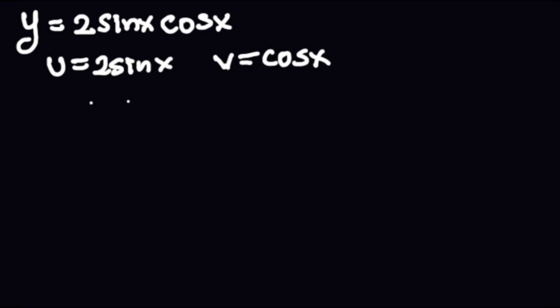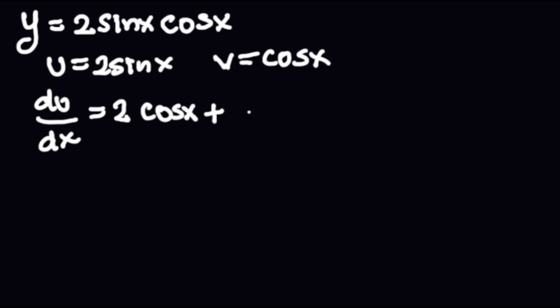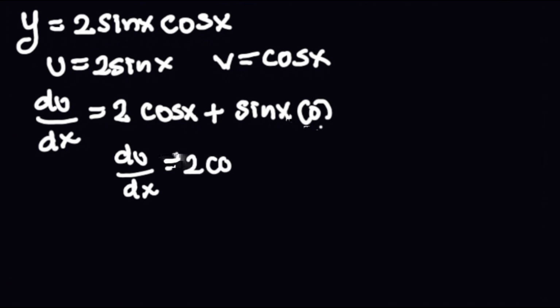If I differentiate 2 sine x, I'm going to have du by dx, and it's going to give me, just ordinary, we're going to hold our 2, right? Then we differentiate sine x. If we differentiate sine x, we're going to have cos x, right? Plus when we hold our sine x, and we differentiate our 2, which is going to be 0. So everything we're going to have here is going to be du by dx, which is 2 cos x. That's what we're going to have.